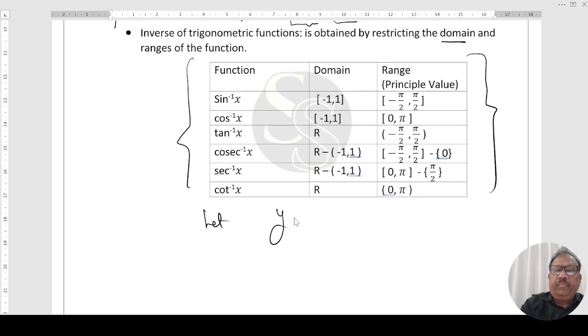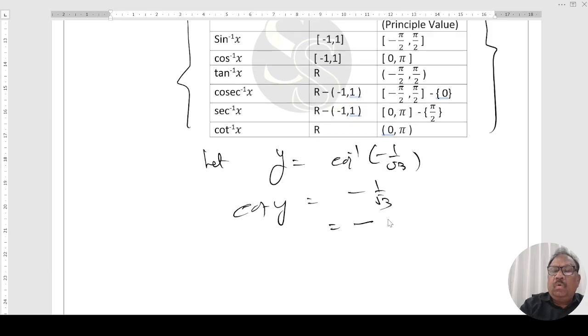Now, let y equal cot inverse of minus 1 by root 3. Cot of y equals minus 1 by root 3. What will be the value of cot? Cot of 60 degree, that is pi by 3, is 1 by root 3. So cot y equals minus cot pi by 3. But when cot y equals cot of something, a minus sign is introduced in this case. And the principal value branch of cot inverse is 0 to pi. The answer should be in between 0 to pi.